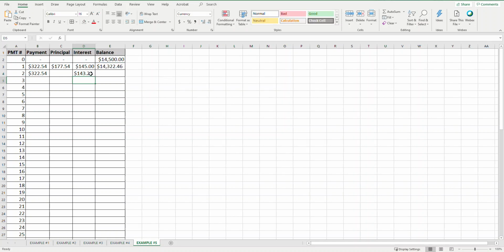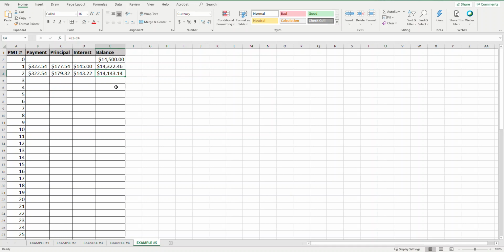Okay, so this is our new interest amount. Let's do this. Now to find the principal, basically you just do the payment minus the interest that was due, and then you hit enter. So now we have the amount that was towards the principal. Okay, but how do you find the new balance?